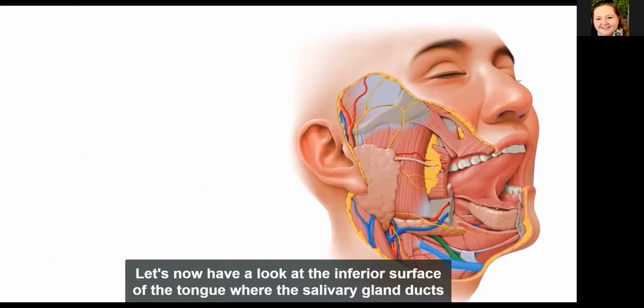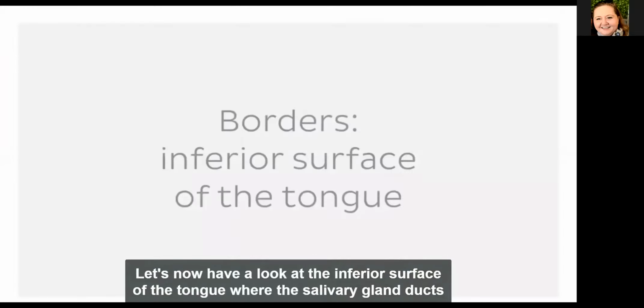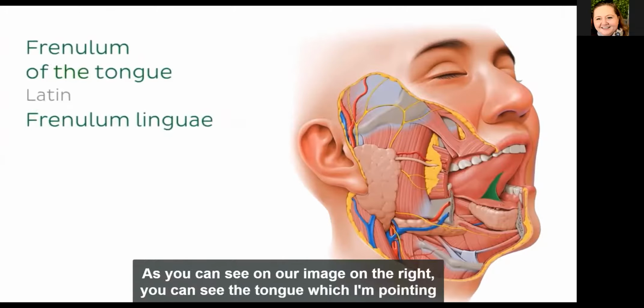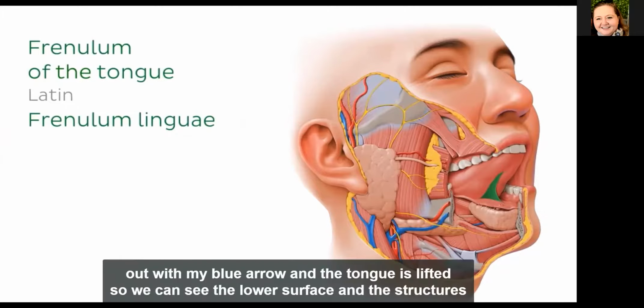Let's now have a look at the inferior surface of the tongue, where the salivary gland ducts will open into, and the inferior surface of the tongue rests on the floor of the mouth. As you can see on our image on the right, you can see the tongue, which I'm pointing at with my blue arrow, and the tongue is lifted so we can see the lower surface and the structures beneath it.